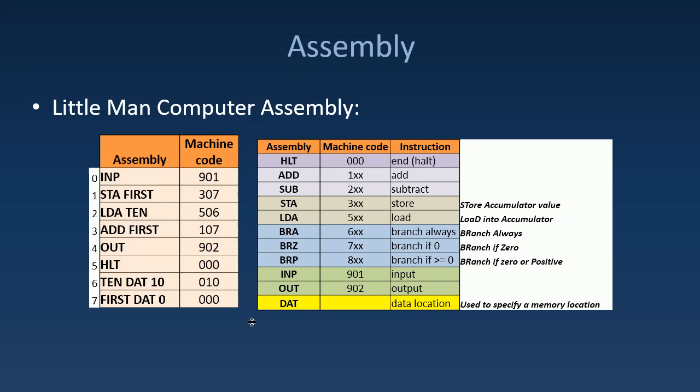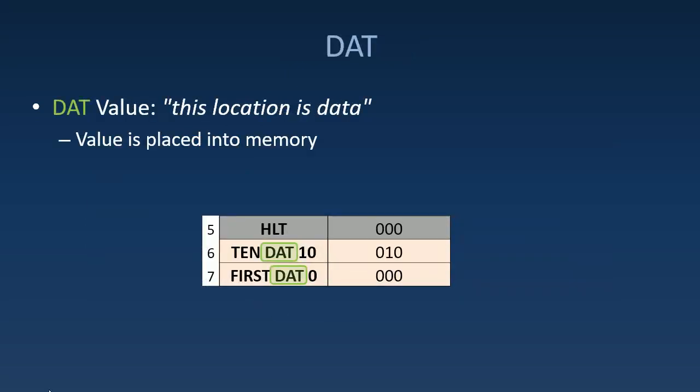Now, there are a couple new tricks. So the first is we've got this new instruction, dat. Dat simply indicates this is going to be a piece of information in memory, a piece of data. All right, so dat 10 means put a 10 in memory. Dat 0 means put a 0 in memory.